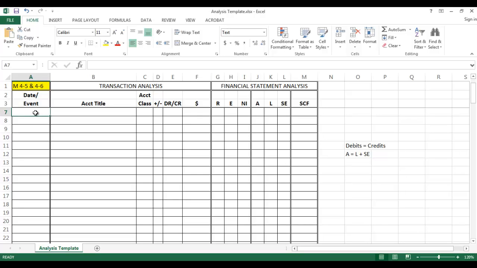Okay, we are looking at M4-5, which is on page 176 of the Phillips textbook. 4-5 says, for each of the following transactions for the Sky Blue Corp, give the accounting equation effects of the adjustments required at the end of the month on December 31st, 2012.